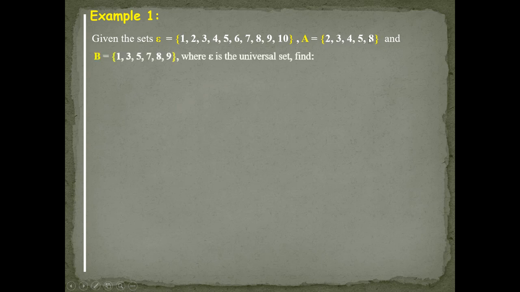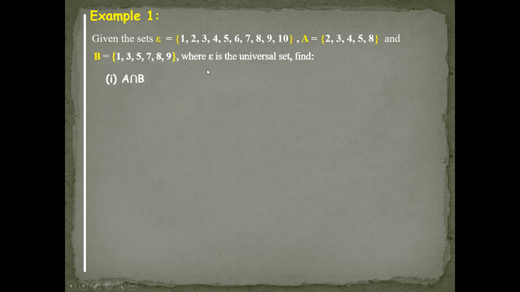So example 1. We have the universal set. Now this is the symbol for the universal set. Our universal set has these elements: 1, 2, 3, 4, 5, 6, 7, 8, 9, 10. Our set A has elements 2, 3, 4, 5, 8. We have set B with those elements 1, 3, 5, 7, 8, 9.